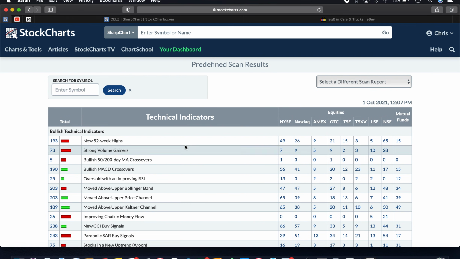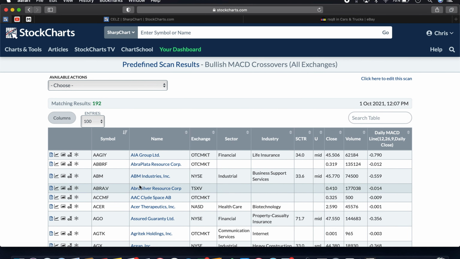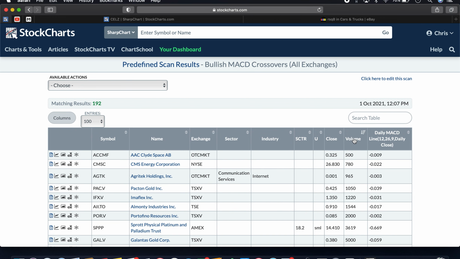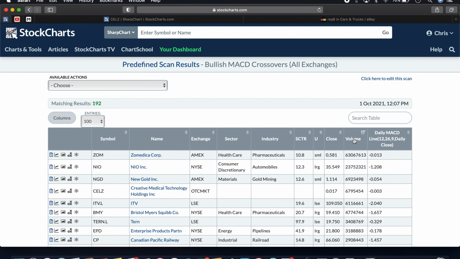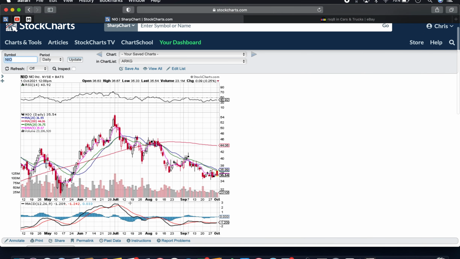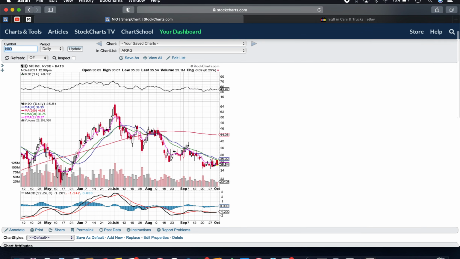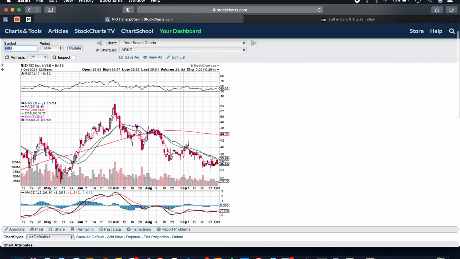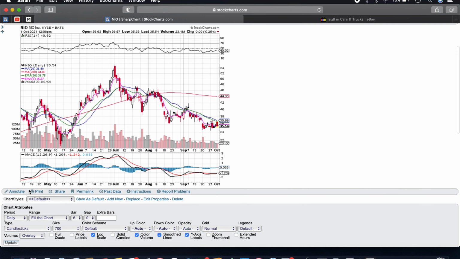So anyways, come here to bullish MACD crossovers, click on that number because that's how many results there are, and then sort that by volume. So you want the highest volume plays, right? So right now, NEO, for example, New York Stock Exchange, has a lot of volume right now. You can click on this to see their chart, and you can see the MACD is crossing over here, and NEO's looking like it's ready to run, right?